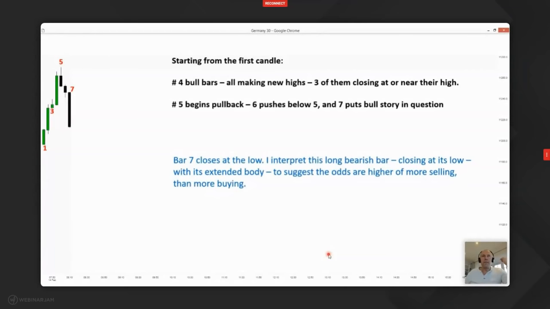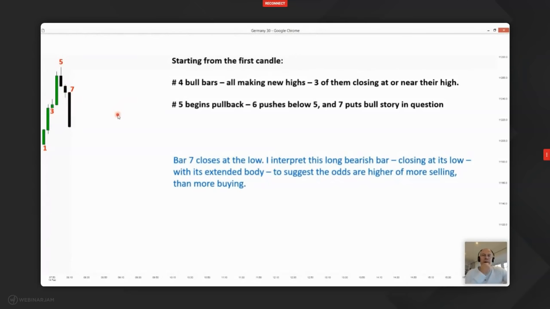Here, you don't know what the answer is. Now you have to deal with it bar by bar, just like you would when you're sat in front of the computer and the screen during a trading day. Starting from the first candle, we have a series of candles here. They're all bull candles. Candle 1, 2, 3, 4 are bullish candles. Then on candle 5, we actually fail above the prior bar's high and the market falls back a bit. But bars 5 and 6 don't look particularly ominous.